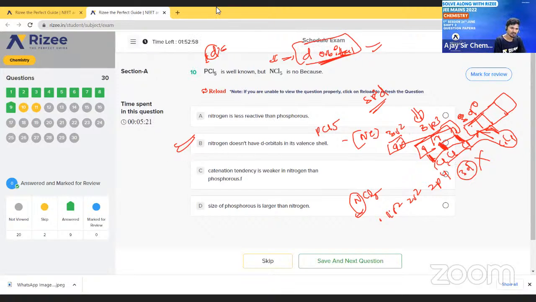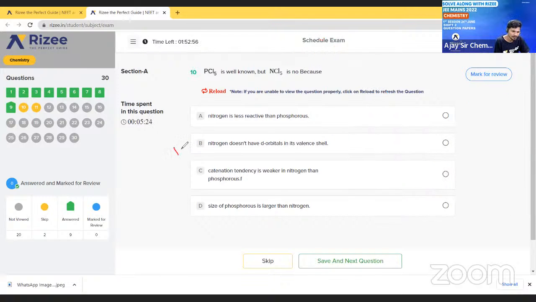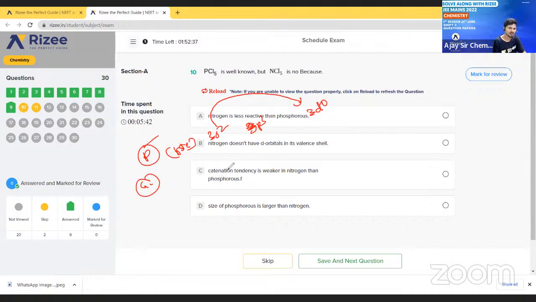Give me 1 second of time. Neon 3s2 3p3 and 3d0, and this 3s2 is going to be excited. This is the ground state electronic configuration. In the excited state electronic configuration of phosphorus, what will happen?